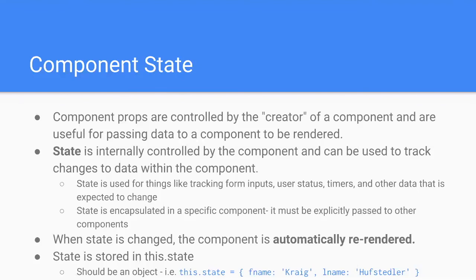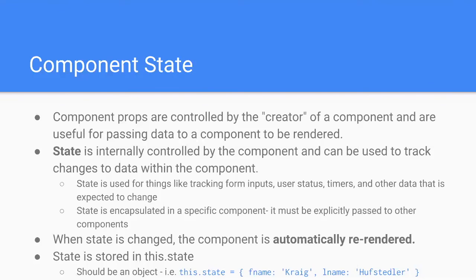State is encapsulated into a specific component. So it's only in the component that we're working with. So if we need to pass information from the state of a component to another component, we can pass that as a prop. So again, props are sending the data from one component to the other. So we can say, pass state information through a prop to another component. But generally, state is internal to a specific component.